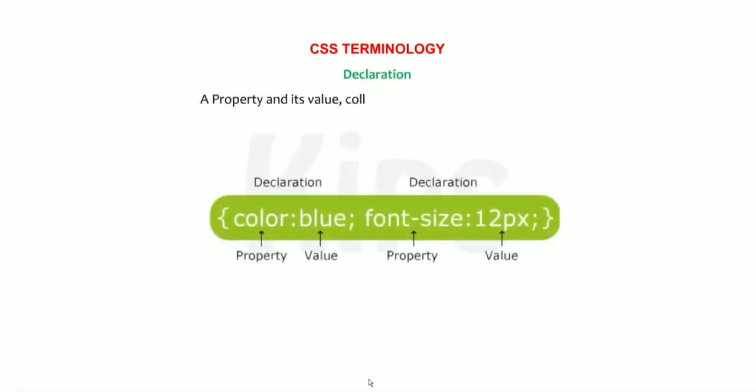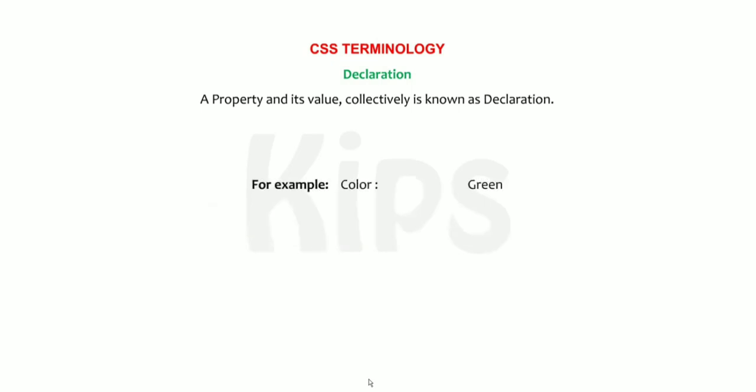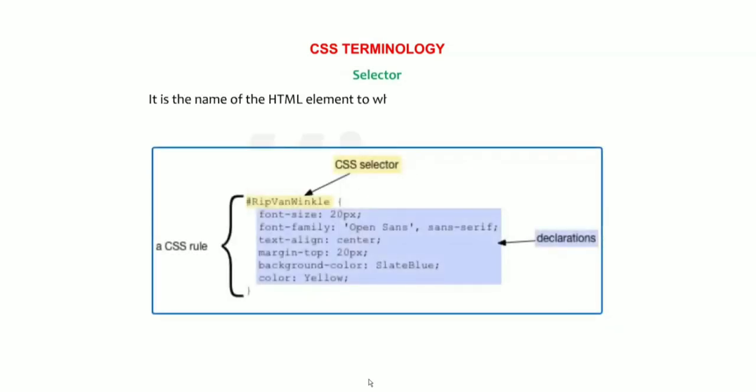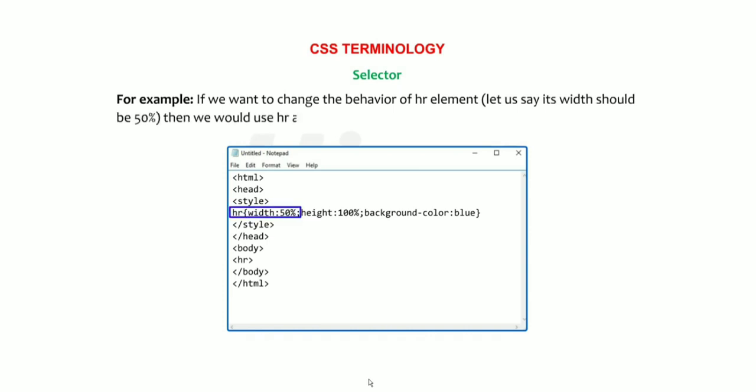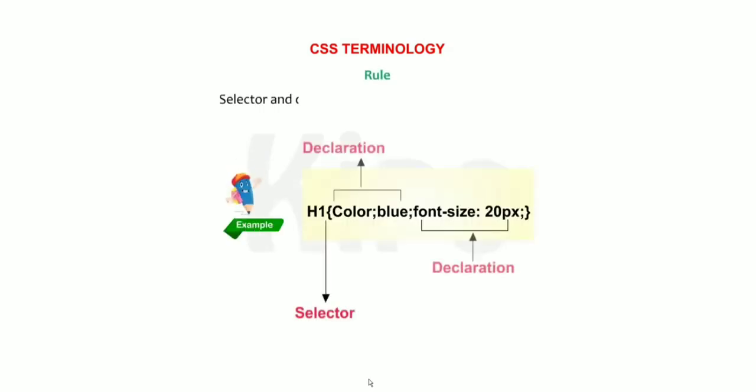Declaration. A property and its value collectively are known as a declaration. For example, color: green. Color is a property and green is the value. Selector: it is the name of the HTML element to which we want to apply the declaration. For example, if we want to change the behavior of the HR element, let us say its width should be 50%, then we should use HR as our selector. Rule: a selector and declaration collectively are known as a rule.